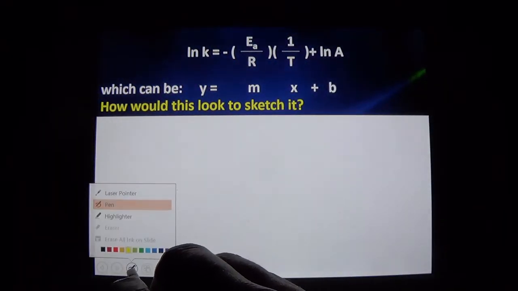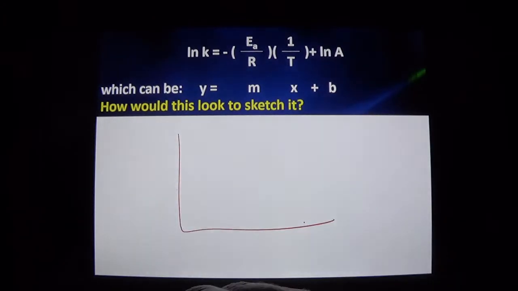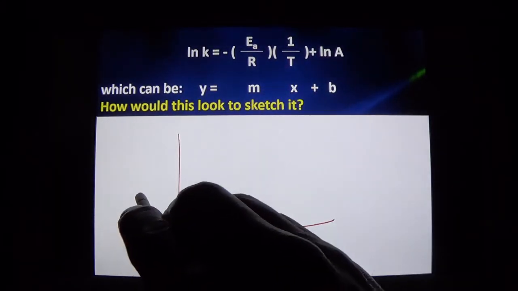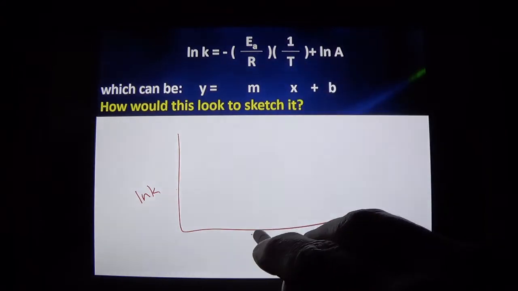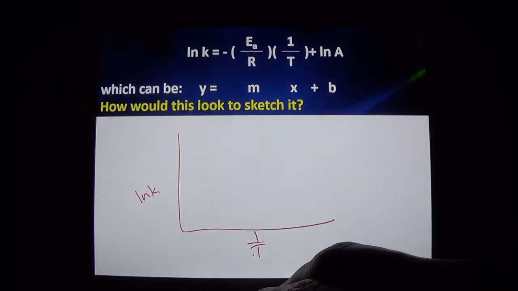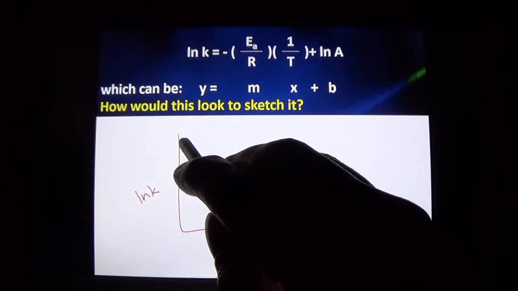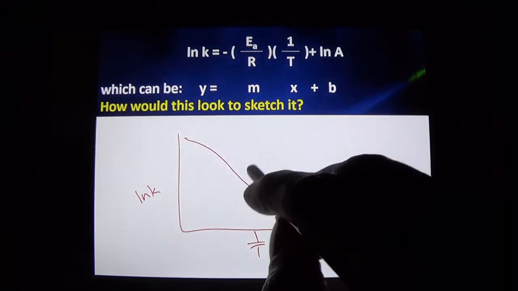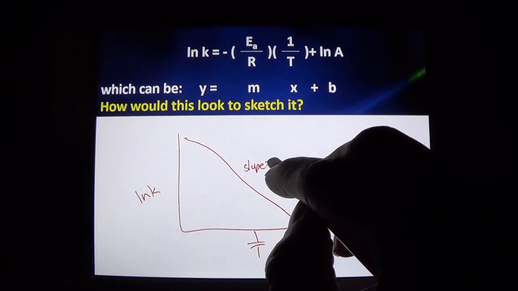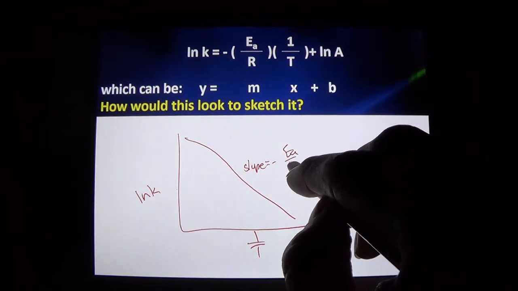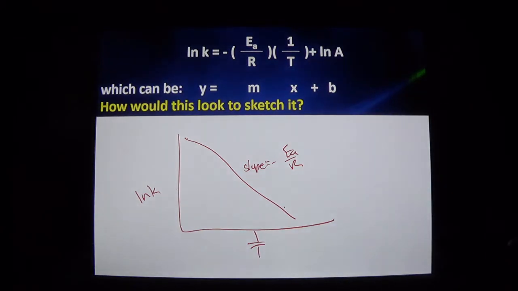How would this graph look? Let me switch to a darker color. Well, we would have our axes, and our y-axis would be the natural log of k, lowercase k. And our x-axis would be the reciprocal of temperature. And our slope is negative. So I'm going to draw a line with a negative slope, and that's supposed to be a straight line. What is the slope? Well, the slope is equal to negative EA over R. So that's going to be a constant. Notice it was supposed to be a straight line, constant slope.